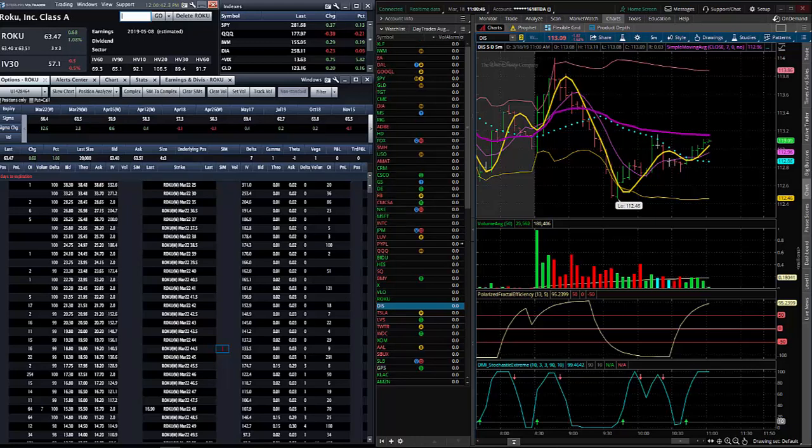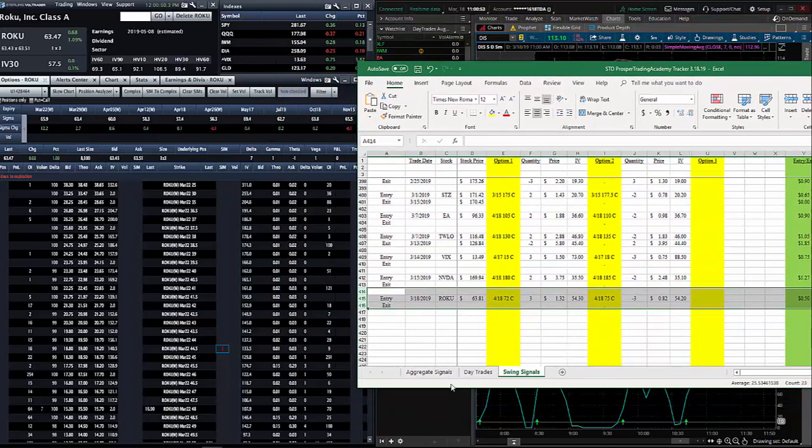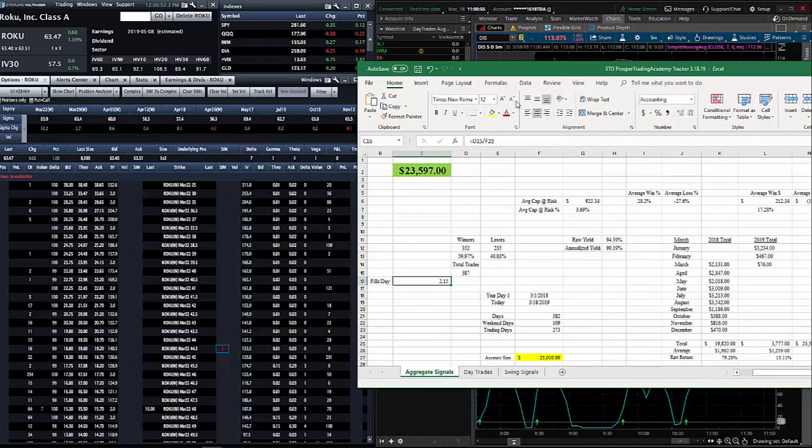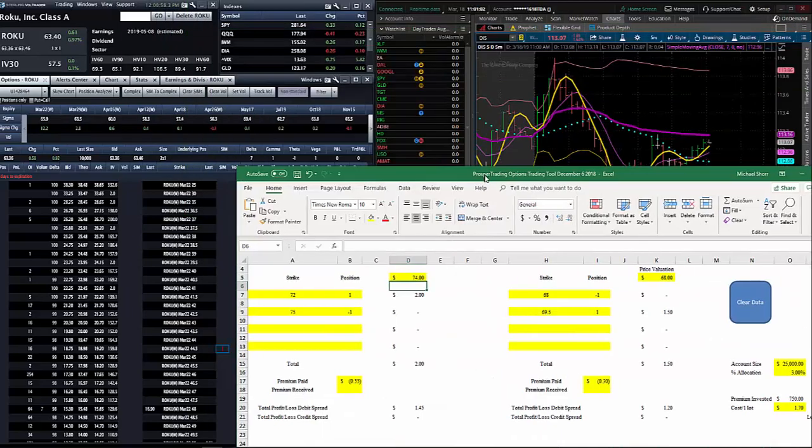So the question came up: how do we determine what the strike was? Oops, this is the wrong one. Hang on, I thought I grabbed the tool and I grabbed the tracker.